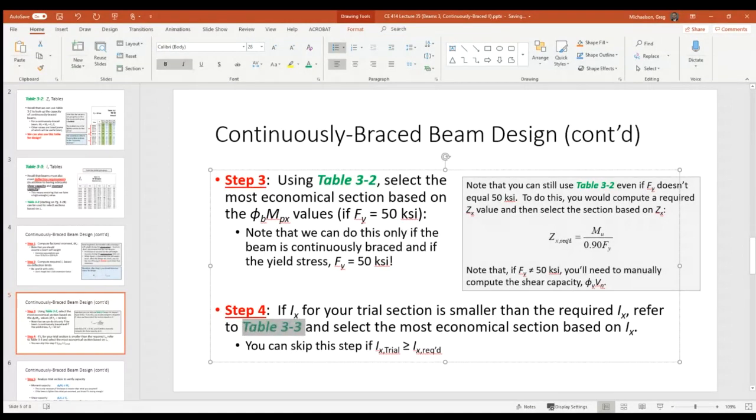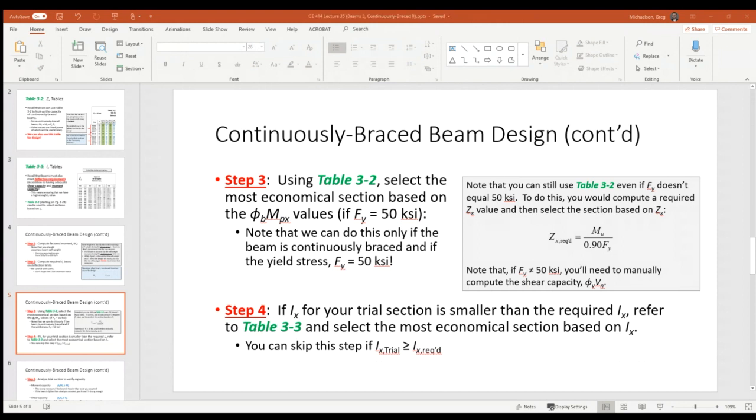Now, when you look up a section based off table 3.2, I'm starting to get a little warning telling me my internet connectivity's messing around. Let me know if I need to repeat anything.